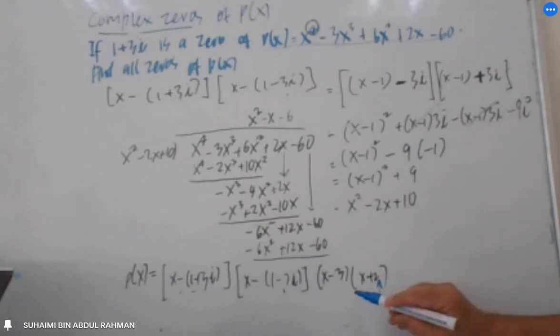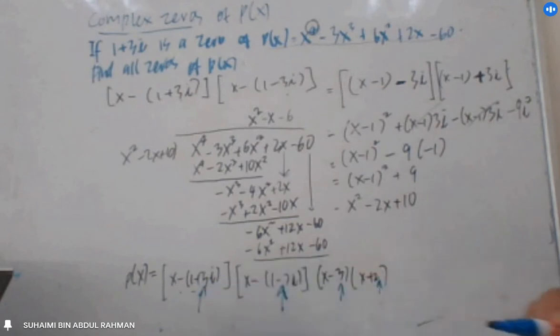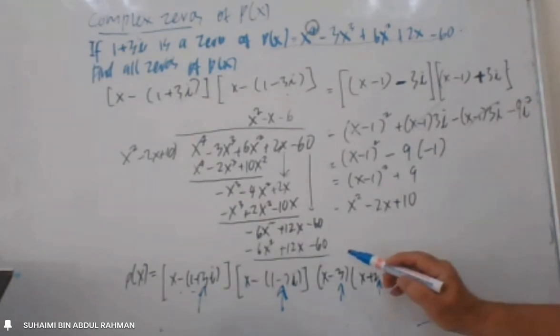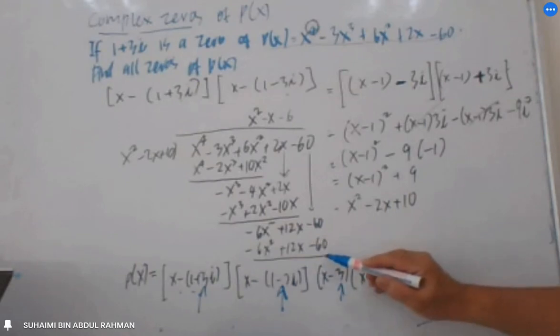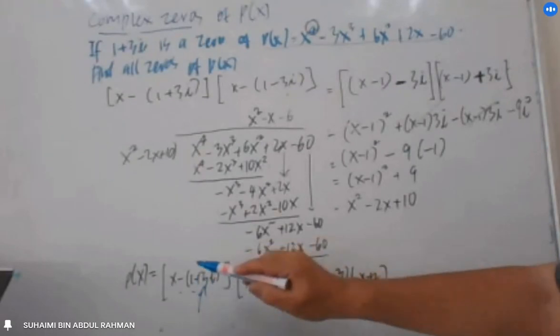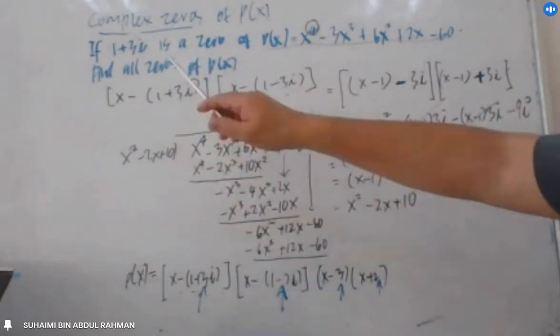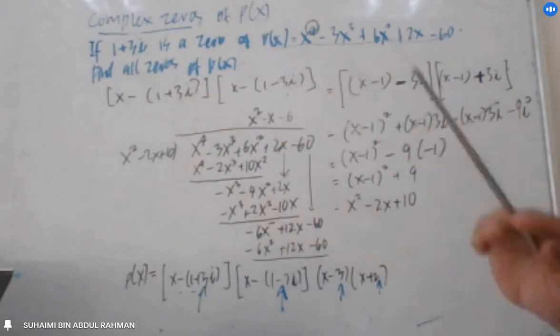One zero, 2 zeros, 3 zeros, 4 zeros. From these 4 zeros, 2 of the zeros are real and 2 of the zeros are complex. Because the question says find all zeros, you look back at the question: find all zeros.